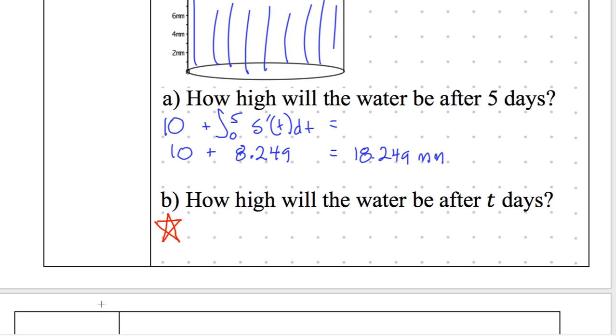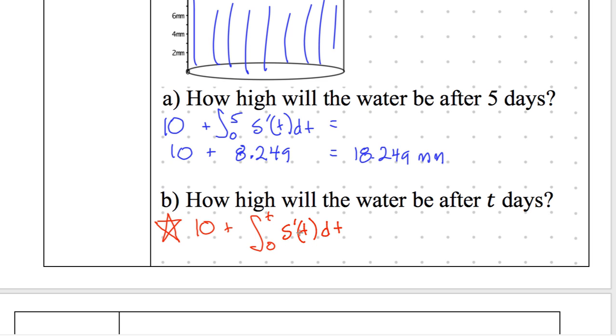Are you trying to find when it equals 10 millimeters? No. But we do start with 10. We always start with 10, right? Can we all agree on that? 10 plus the integral from 0 to t of s prime of t dt. It is 0 to t. Instead of 0 to 5, it's 0 to t. We replaced this 5 with a t, just like we replaced this 5 with a t. So 0 to t, s prime of t dt.